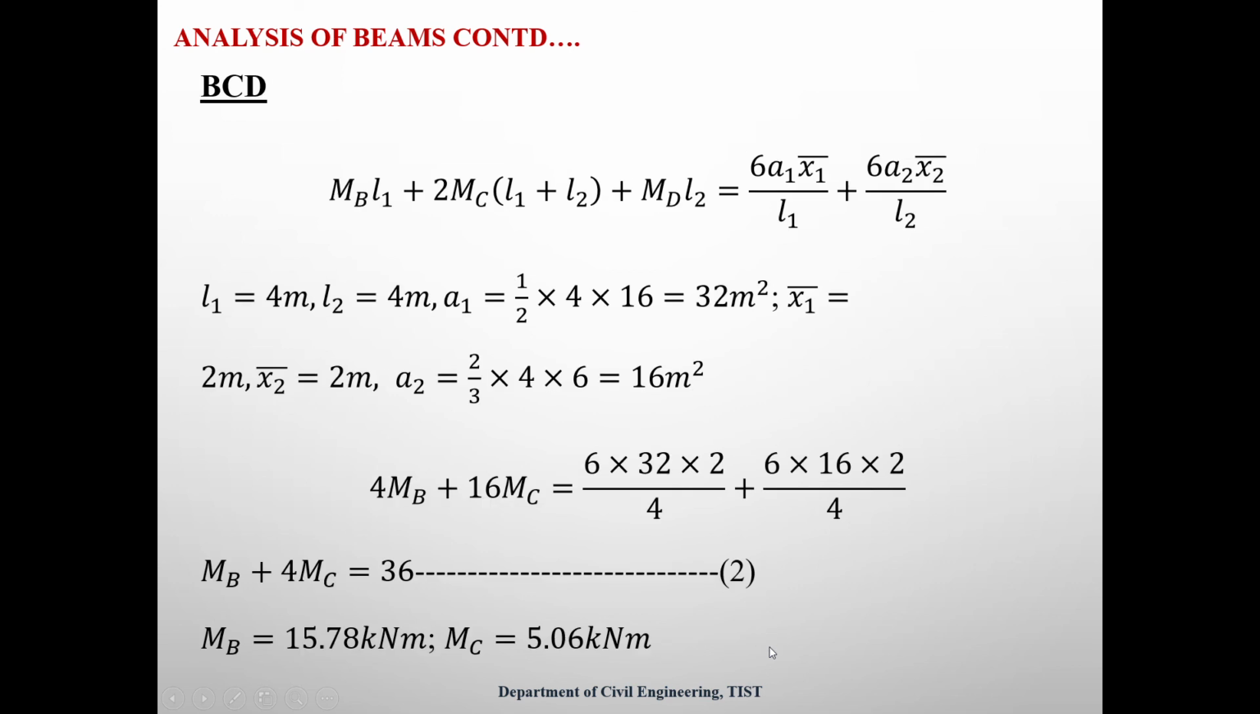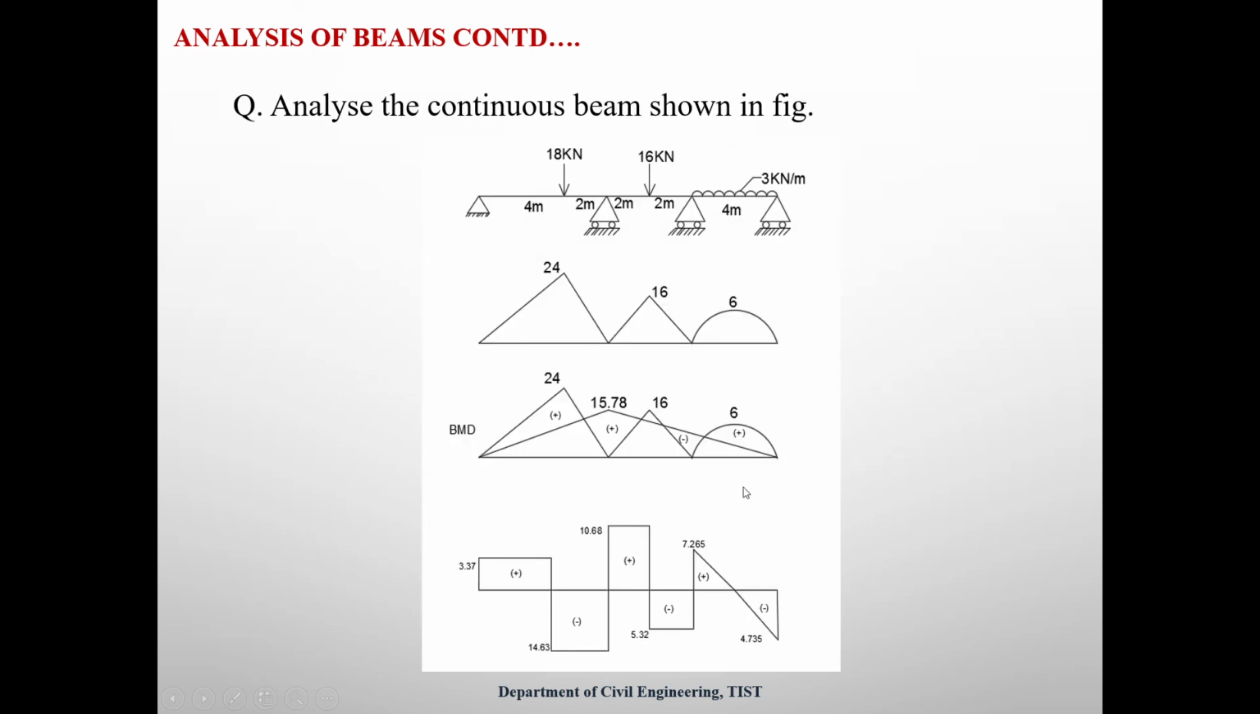Then the second case, consider B, C, D. When you consider BCD, write the three-moment equation. In this equation, we know the value MD is equal to 0. We are considering BCD. That means this span is considered as 1 and this span is considered as 2. Therefore, L1 is 4 meter and L2 is 4 meter. A1 means the area of this triangle and A2 means the area of this parabola.